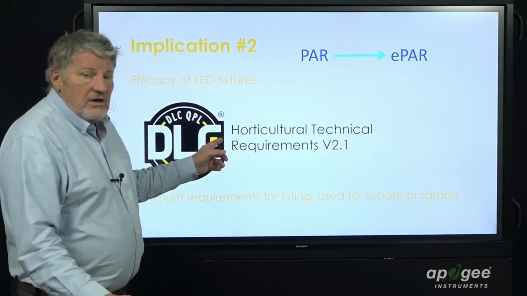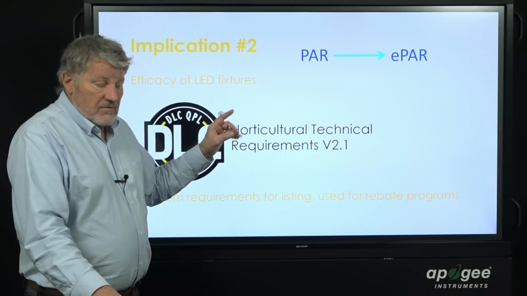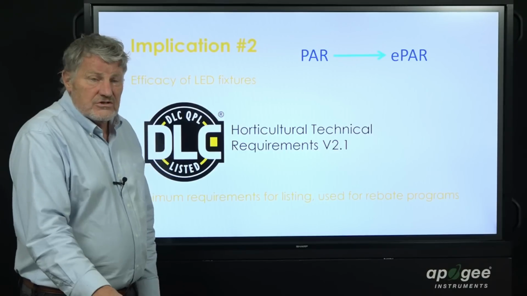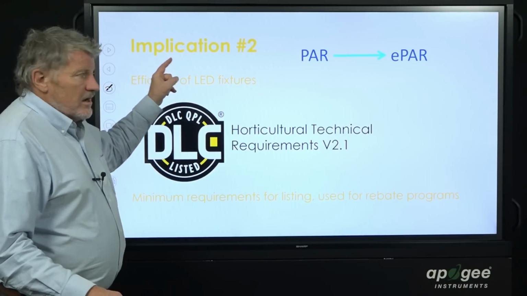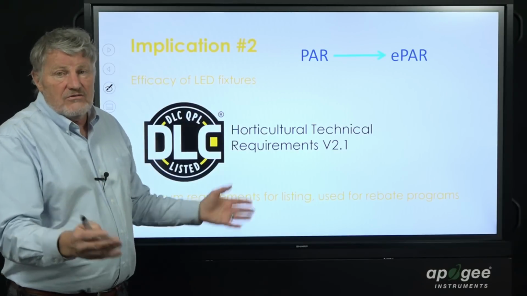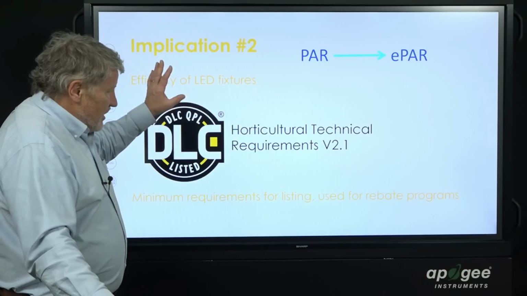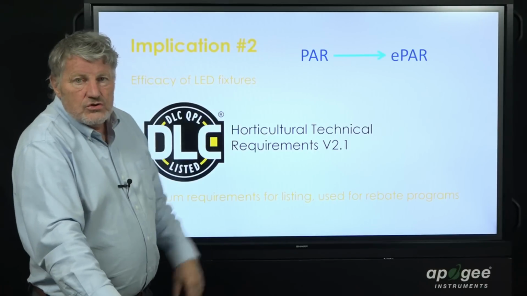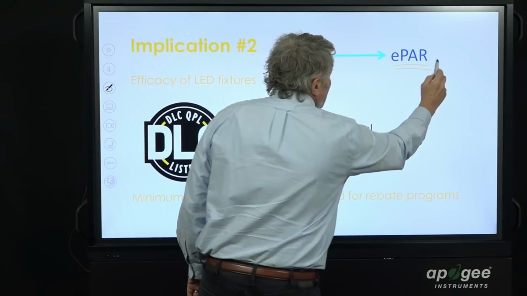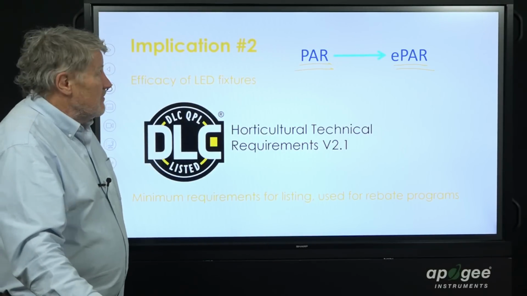Second one is the Design Light Consortium rates lamps, and they're becoming a go-to standard for efficacy of LED lights. If they do not count far red photons, they penalize the lighting manufacturers that add far red to their lights. So they're looking at making this change too, and they probably will have two metrics, PAR and ePAR, to help people select the best lighting fixtures.